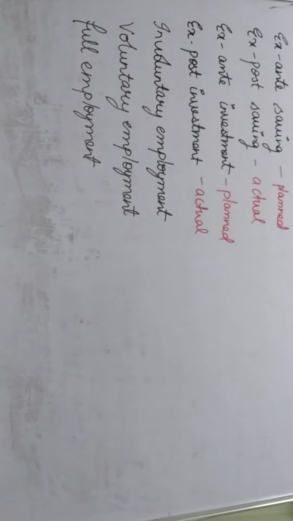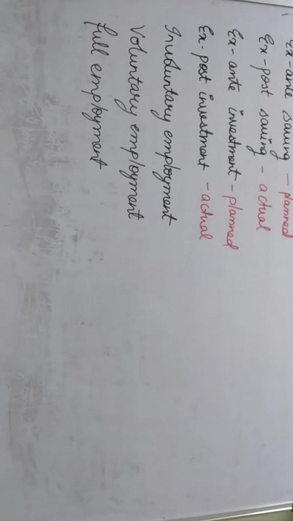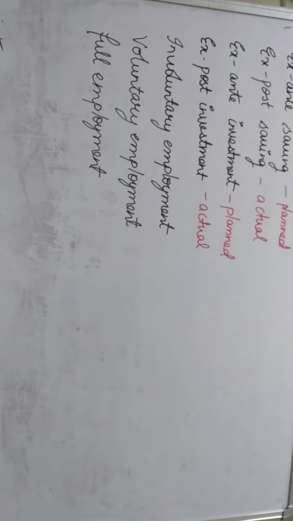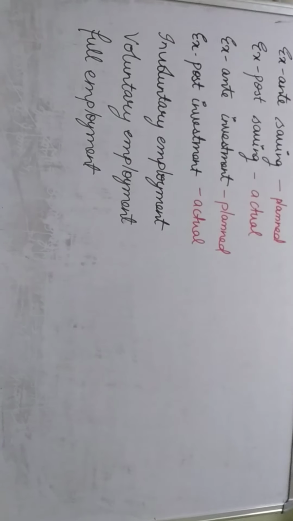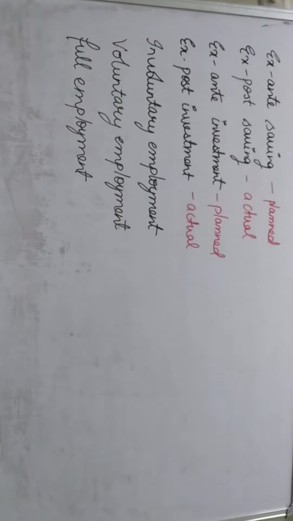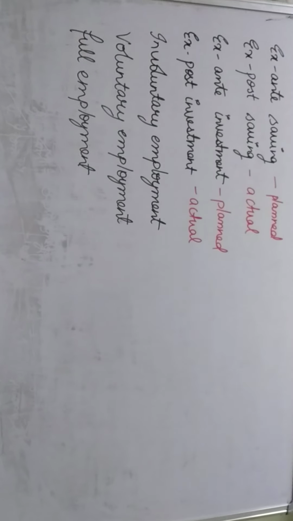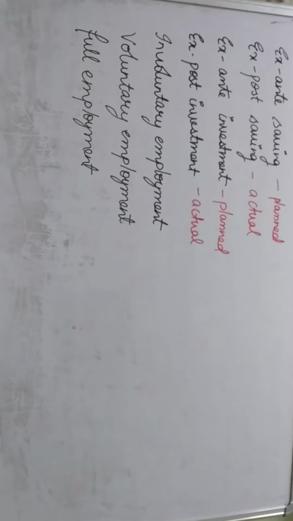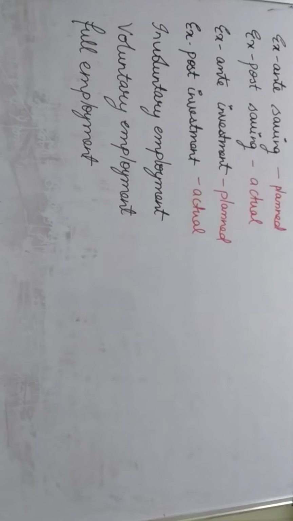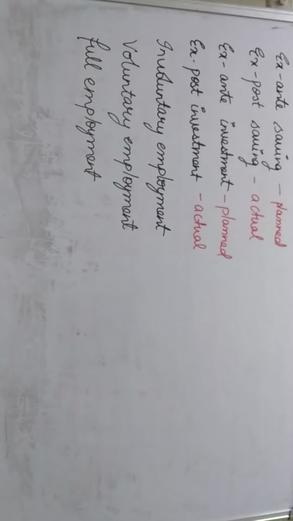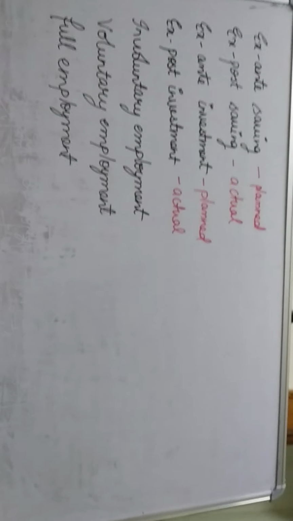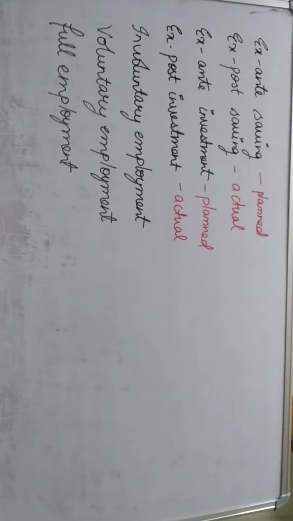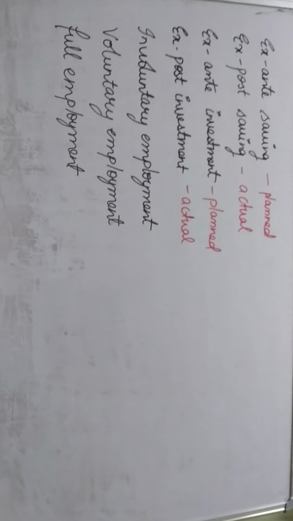Now next one is your ex ante investment. Ex ante investment means the investment which is planned or desired to be made by the firms at different levels of income during a period. That means this is also a planned investment by the investors in the economy during a given period of time. Whereas ex post investment is the actual investment which is done by the investors at the different levels of income during a year. So ex ante means planned and ex post means actual.